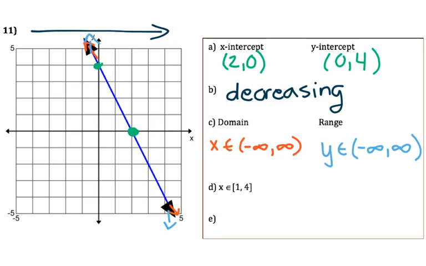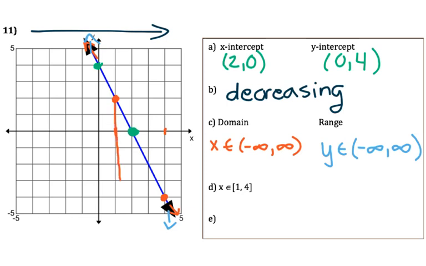Okay, D. X is an element from 1 to 4. But here we're trying to find the average rate of change. So we're going to go to 1. Here's 1 on the x-axis, and we're going to go up to where it intersects the line. So here's our first point. And then we're going to go over to 4, going down to where that value of 4 intersects the line. So we're going to take these 2 points and find our average rate of change.